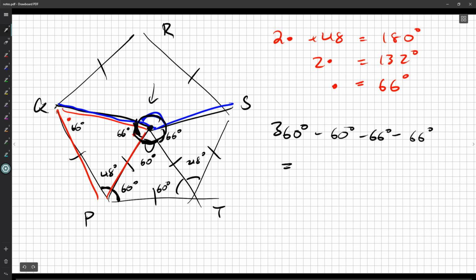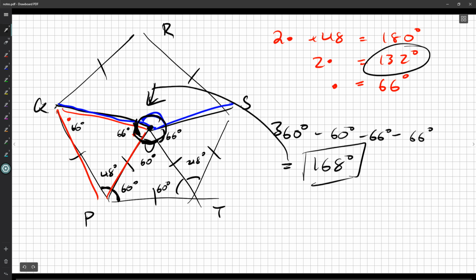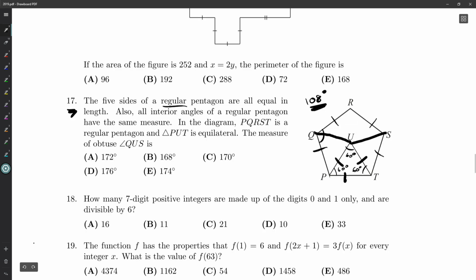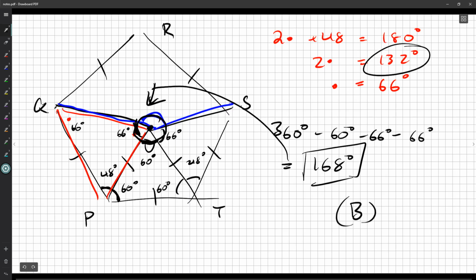So 360 minus 60, that's going to be 300. Minus 2 66s, well, we know what 2 66s are. So we'll get 300 minus 132, and that should be 168 degrees. So that should be our angle out here, and that is certainly an obtuse angle. All right. So 168, do I see that anywhere? Yes, right there. Answer B. And there we go. So that's question 17. Let's get ready for question number 18, and I'll see you for that next time.